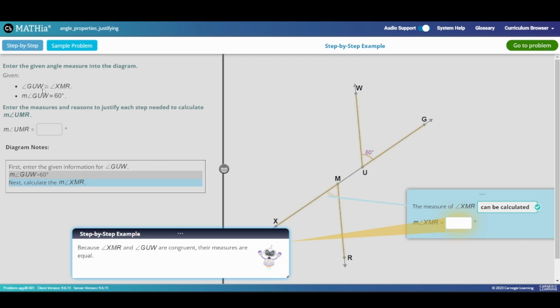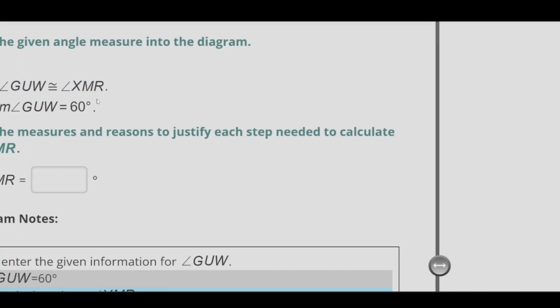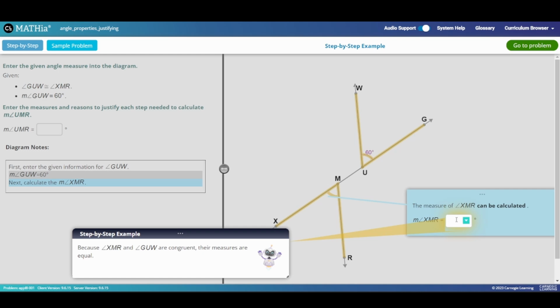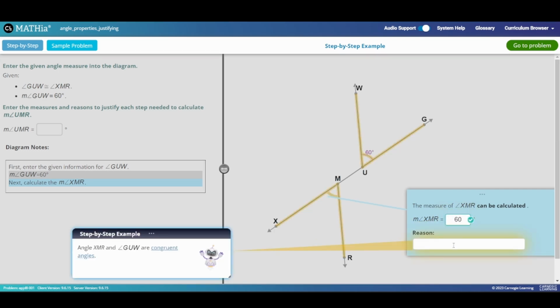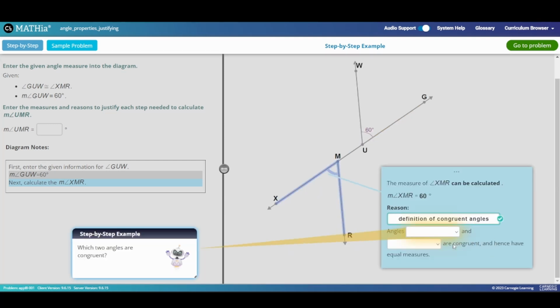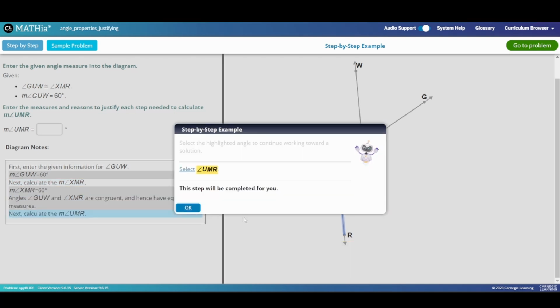And because those two angles were congruent, remember that's what that symbol means, it is also going to be 60 degrees. Now the reason for this is, like I said, those are congruent. The nice thing about Mathia is if you type in congruent, it starts popping up what some of those different reasons are, and I can just hit this, and that is the correct reason. All right, so what angles are congruent? Well, both of these. The first one, GUW, and this other one that is highlighted currently, which is XMR, right there.